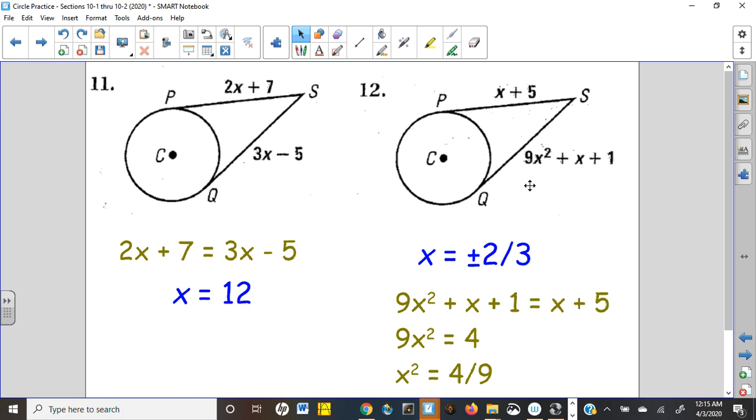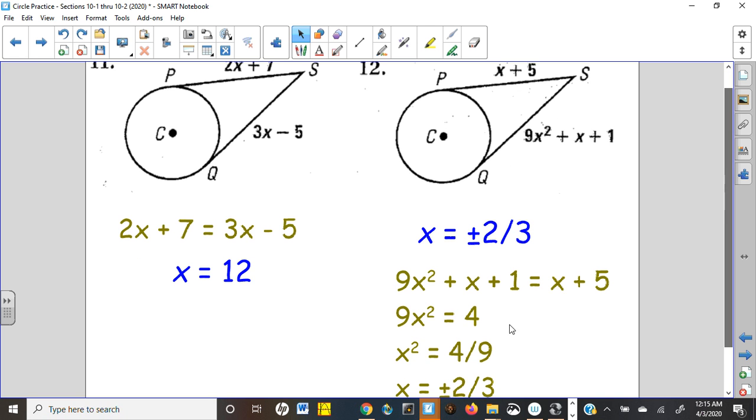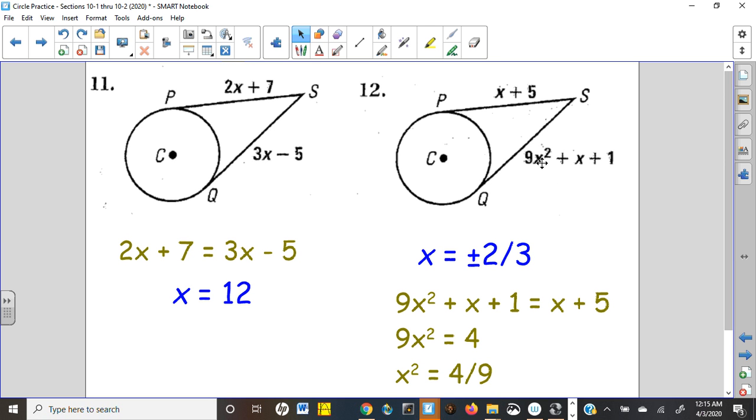When I plug 2/3 in, and by the way, 2/3 squared, as we saw down here, is 4/9, right? So the 2/3 squared would be 4/9, and the 9s would cancel. You would just get 4 plus 2/3 plus 1, or 5 and 2/3. Well, 5 plus 2/3 is also 5 and 2/3. So 2/3 checks out. But what happens when I plug negative 2/3 in? Well, negative 2/3 plus 5 is 4 and 1/3.